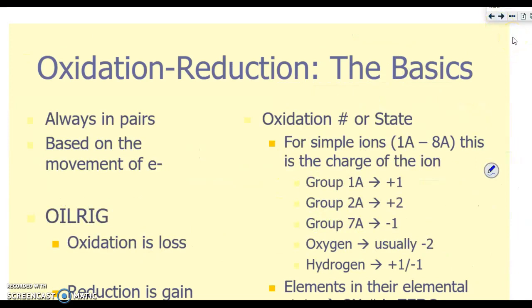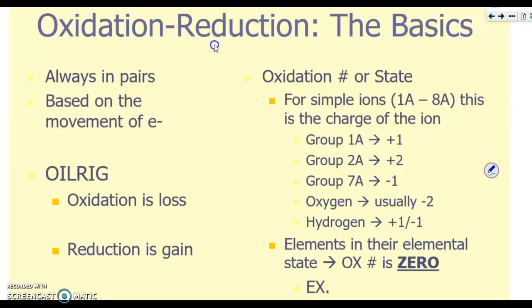Oxidation reduction, or redox as it's often referred to, is another reaction type. The test would have to tell you that there was a redox reaction because it's not super easy to recognize. Oxidation reduction always occurs in pairs, and it's based on the movement of electrons. One easy way to remember what takes place is OIL-RIG. It's an acronym. That stands for oxidation is loss of electrons, and reduction is gain of electrons.